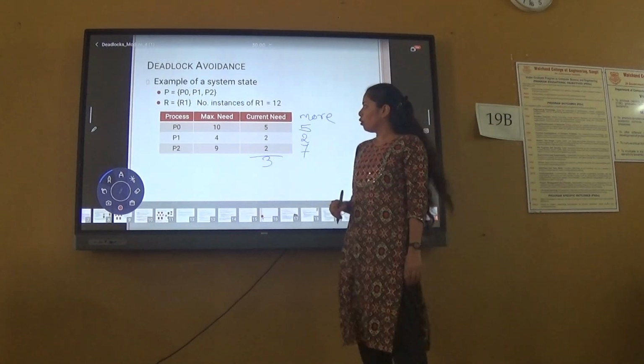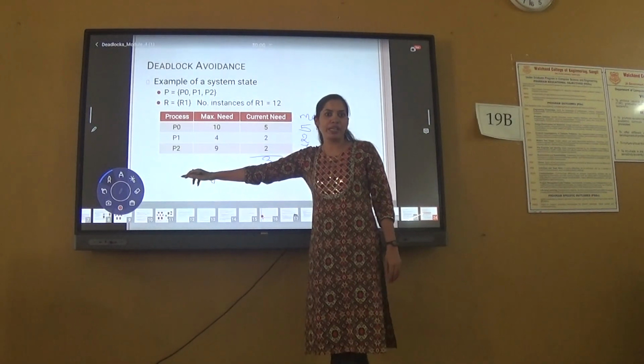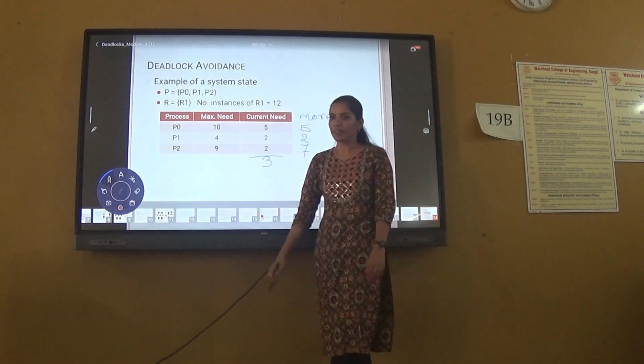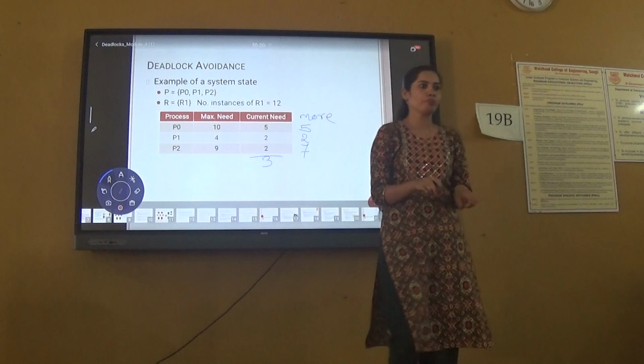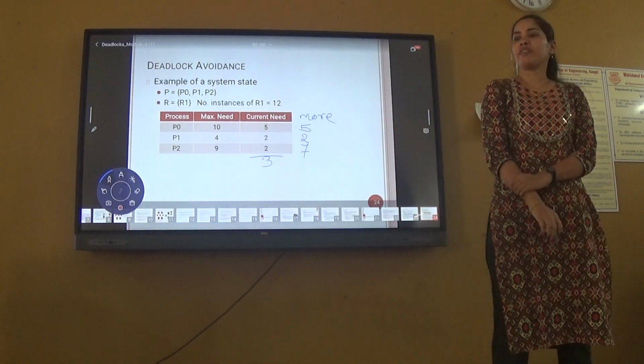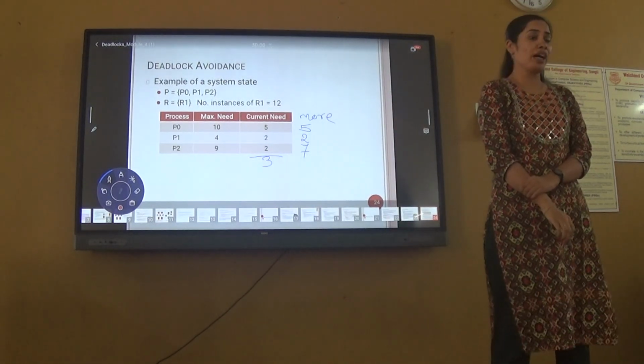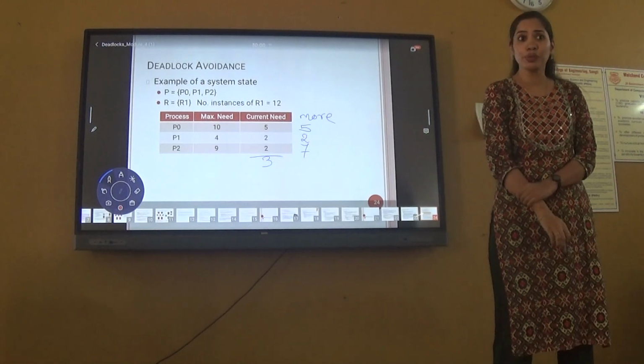Okay. Now I have 3 processes running. All are in the waiting state. Device queue, IO queue, device queue, CPU queue. You know that one? Queues.